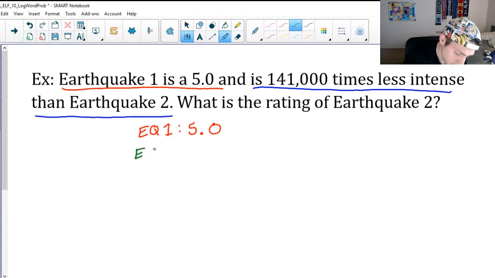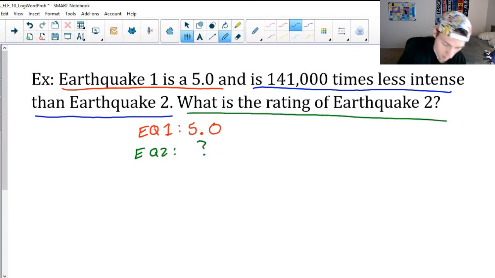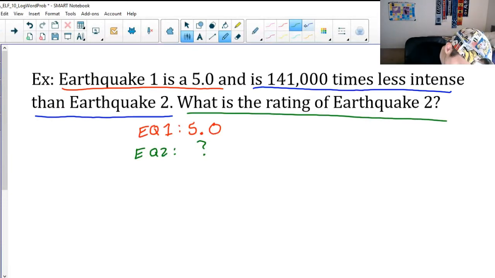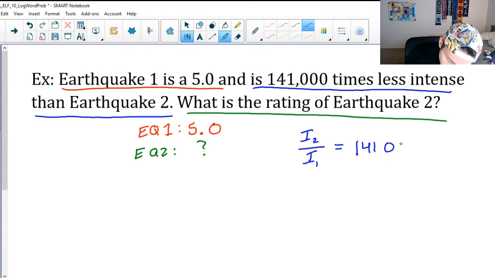So earthquake 2, we just don't know what the rating is. Oh, I get the hiccups. What is the rating? We do know, though, this blue part that I've underlined: 141,000 times less intense than earthquake 2. So the intensity of earthquake 2 divided by the intensity of earthquake 1 is 141,000.